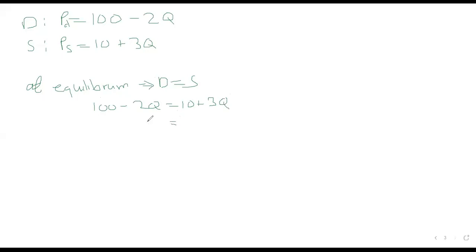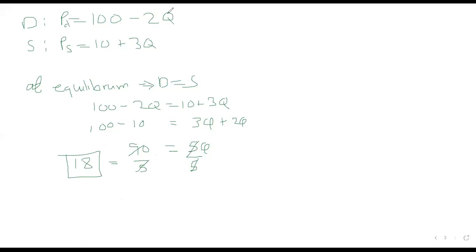So we'll put the letters on one side. So this 100 will subtract 10. And this 3Q, when the 2Q goes this side, it will add. So what do we have this side? 90. And what do we have this side? 5Q. And we divide on both sides by 5. What becomes our equilibrium? 18. So our equilibrium quantity is 18.